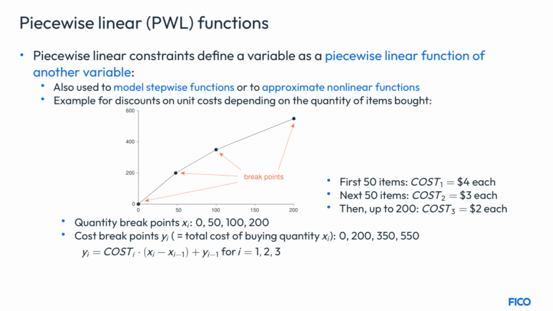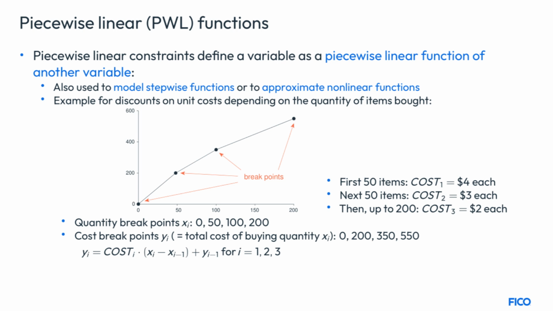Piecewise linear constraints allow the user to define a decision variable as a piecewise linear function of another variable. These functions are particularly useful to model stepwise functions or approximate nonlinear functions. Consider the example where discounts apply depending on the quantity of items bought, up to a maximum of 200 items.